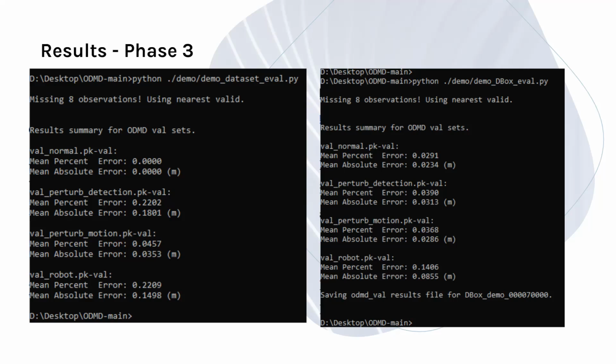The results here are a comparison of the BoxLS, which you see on the left, and the DBox, which you see on the right. If you take a look at the normal error, you see that there's a 0 error for the BoxLS, but a 0.029 and 0.023 error for the DBox. For everything else, however, DBox performs better by about an order of magnitude compared to BoxLS.